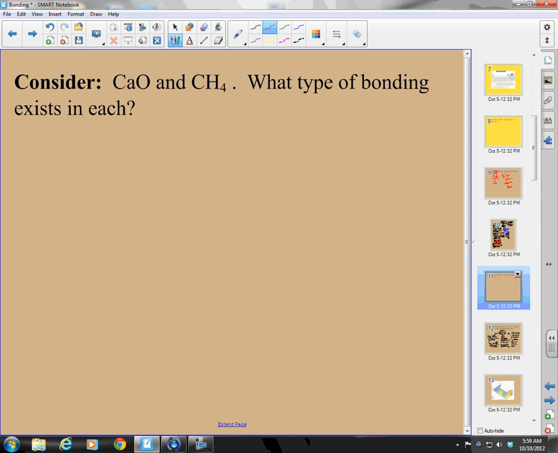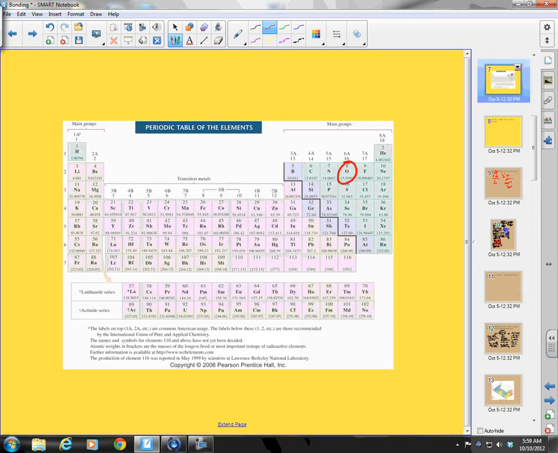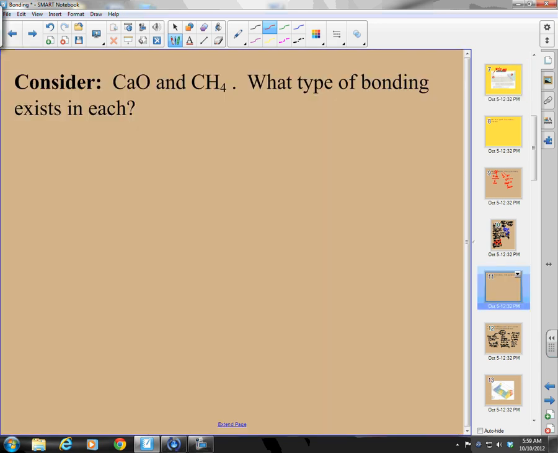Calcium. What do you know about calcium? I look at calcium, and where is calcium? This is on what side of the periodic table? It's on my left. In fact, it is what we would call an alkaline earth metal. Aha. So calcium is a metal. Oxygen is a non-metal. If I have a metal and a non-metal, this is going to be ionic.